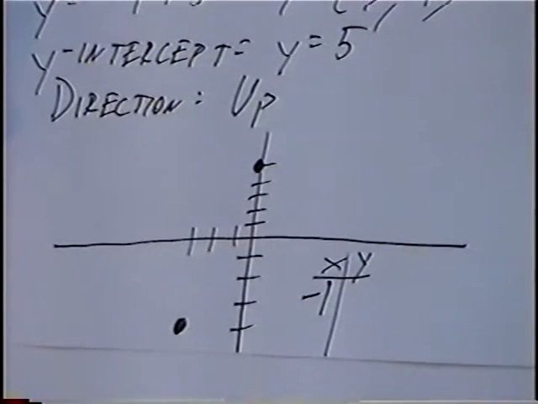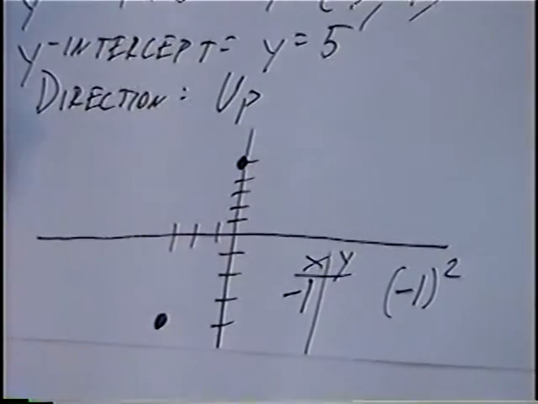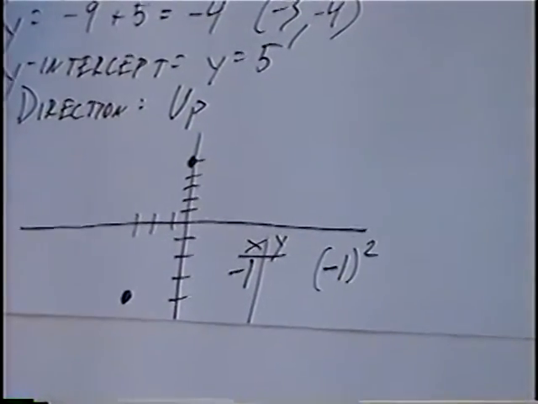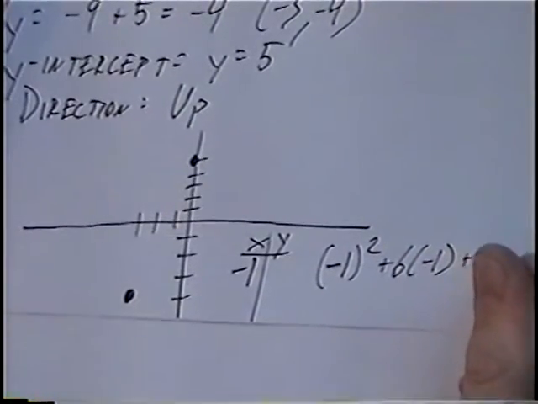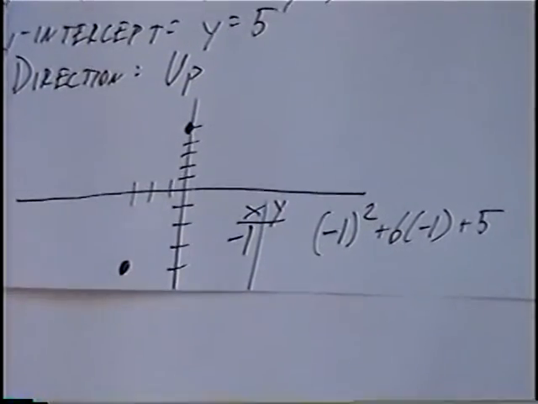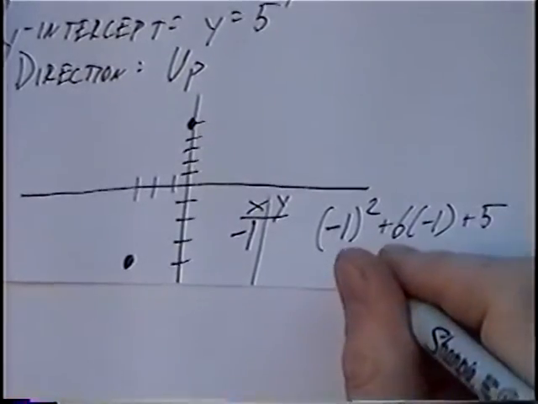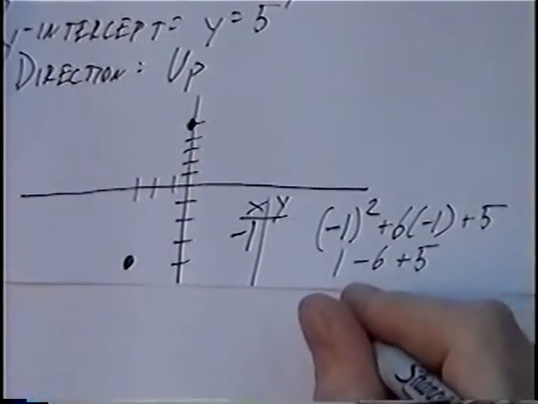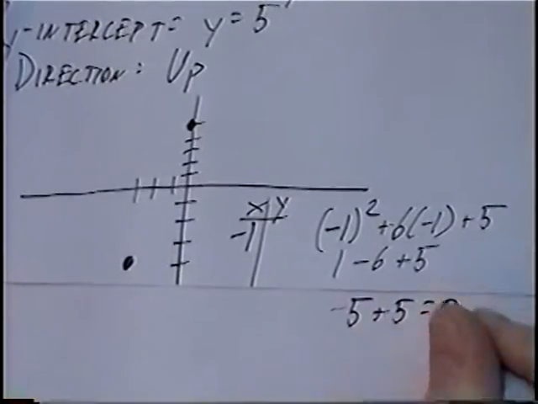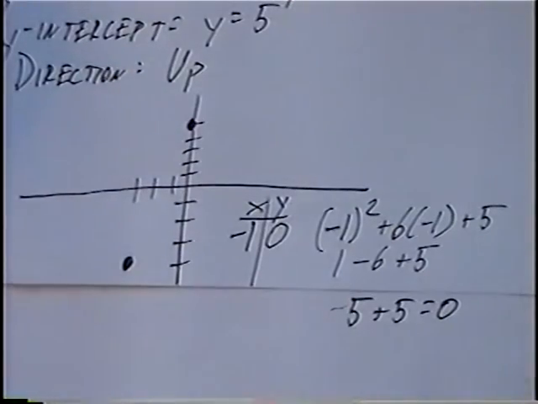Plugging in negative 1 to the original equation, we'll have negative 1 squared plus 6 times negative 1 plus 5. Simplifying, negative 1 squared would be 1, 6 times negative 1 would be negative 6, and plus 5. 1 minus 6 would be negative 5, plus 5 would be 0, so when x is equal to negative 1, the y value would be 0.